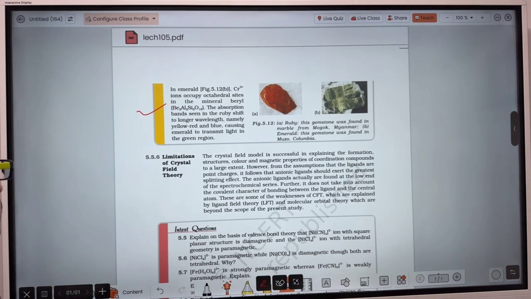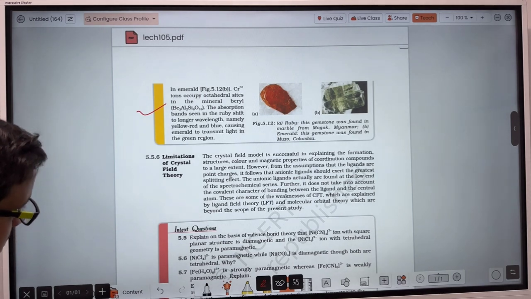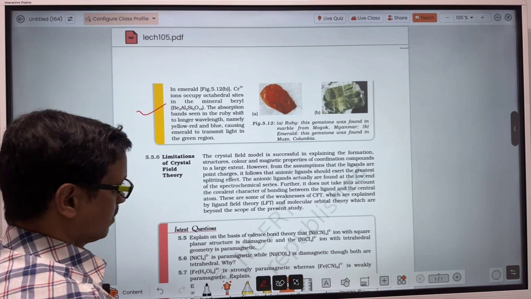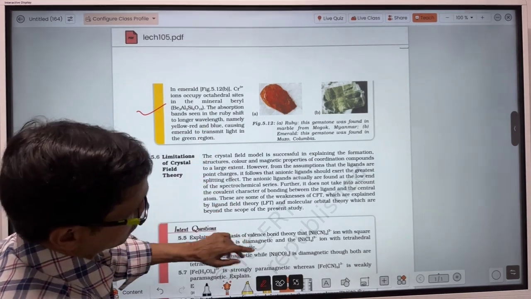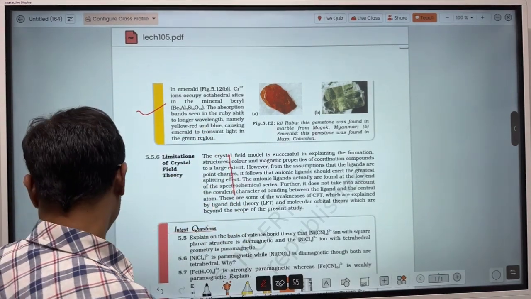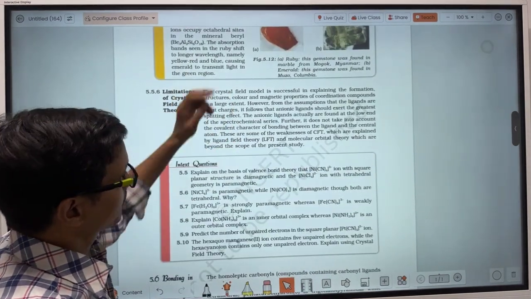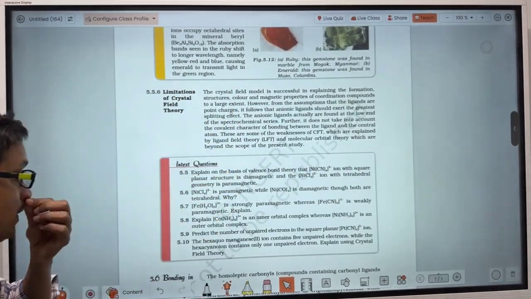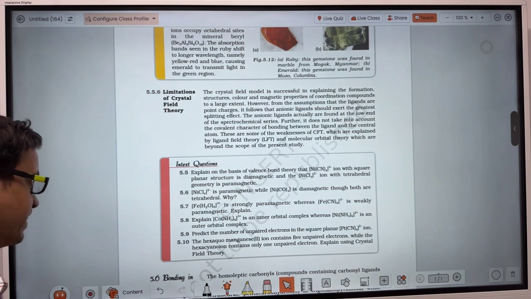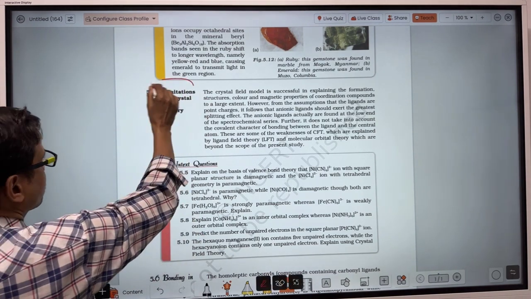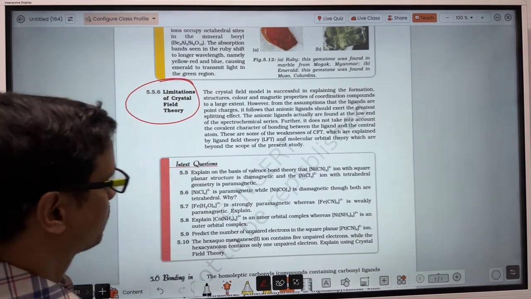But if you read this question one or two times, then you could answer the one which will be asked in the NEET examination. Not so much important for the IIT Main examination, but in CUET there is some probability of that question being asked. Now let's see the limitation of crystal field theory. So what is the limitation of crystal field theory?